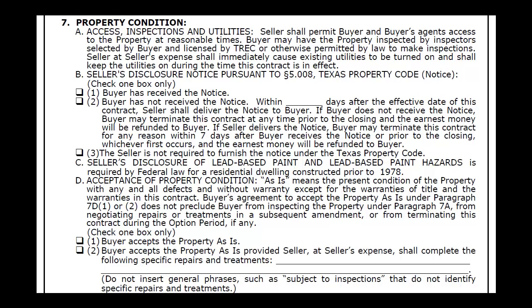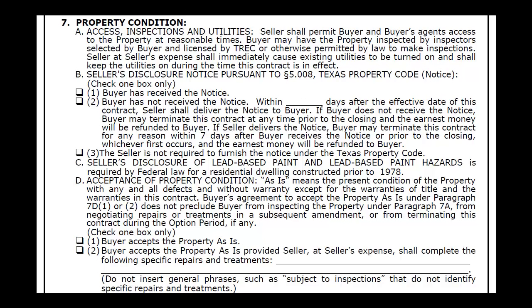Section B, the seller's disclosure notice. We've got 3 different options here. Option 1 is that the buyer has received the notice. I'm going to skip to number 3. Number 3 is that the seller is not required to furnish the notice, and it's because of the type of seller that it might be. There are a few types that aren't required.